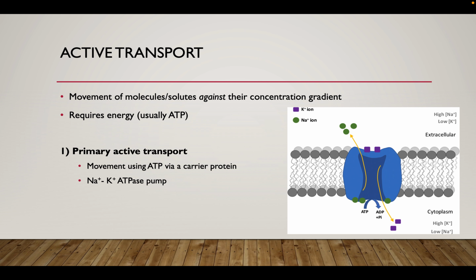Now, active transport, on the other hand, is going to require ATP. We're now moving things from an area of low concentration to an area of high concentration. So it's not as easy to do that, so we have to put energy into the system, okay, in the form of ATP. So we have primary active transport and we have secondary active transport. We'll talk first about primary. So primary is you're using ATP directly via a protein to transport something across the cell membrane, across the plasma membrane. A good example of this is our sodium-potassium pump, or our sodium-potassium ATPase pump.